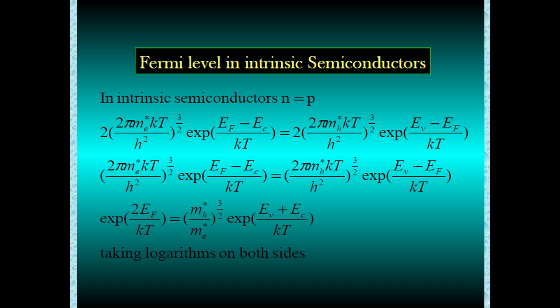Fermi level. How will you find the Fermi level? In an intrinsic semiconductor, we know that n is equal to p. Now we have to solve how the Fermi level in an intrinsic semiconductor behaves. Therefore, we have to put the expressions for the number of electrons and the number of holes. Here the common terms cancel and the remaining terms are put. Therefore, we get exponential of 2 EF by kT is equal to (mh by me) power 3 by 2 exponential of (EV plus EC) by kT.